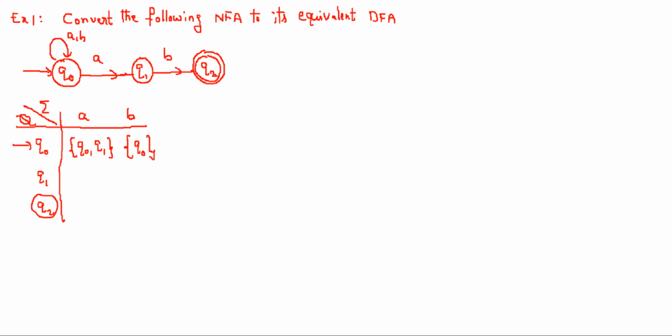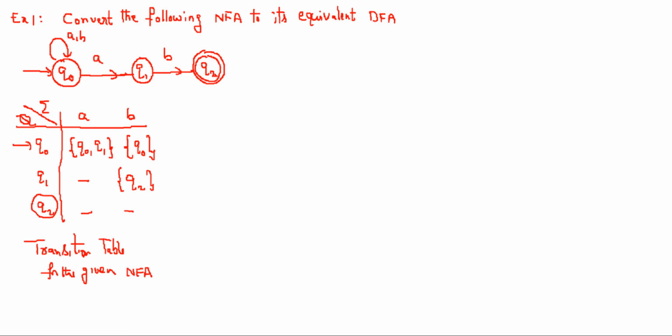Next, on seeing A on Q1, you don't have any state. On seeing B on Q1, you are going to Q2. Similarly, on seeing A on Q2, you don't have any state. Similarly, on seeing B on Q2, you don't have any state. So this is the transition table for the given NFA.